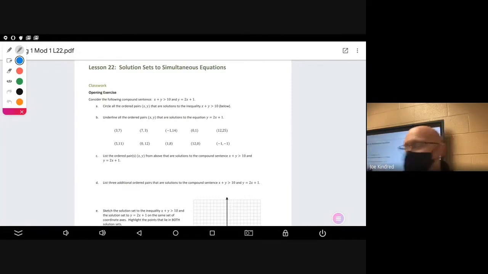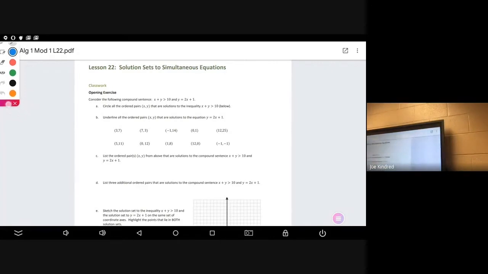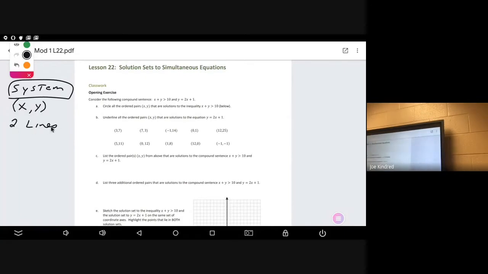Okay, so a system of equations, in short, a system, what we're really looking for is a combination of an XY where two lines intersect. And today I'm going to show you two ways to solve for that system.